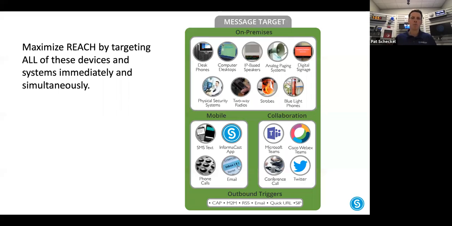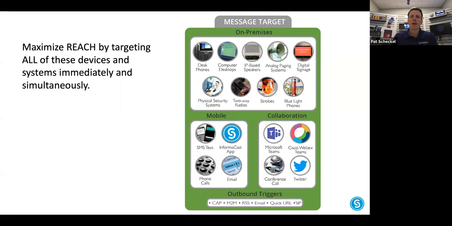Others are going to be mobile, and still others are going to be collaboration systems that you can reach people on. And we're going to talk about most of these categories in greater depth as we go on, so I'm not going to belabor this slide. I will point out, though, the last piece you can see are the triggers. So think of it as a Swiss Army knife of mass notification.